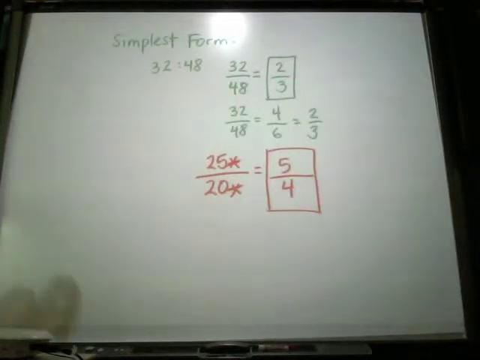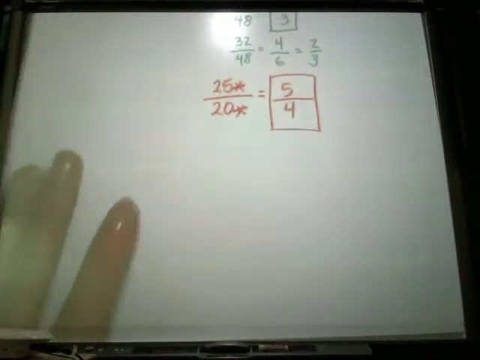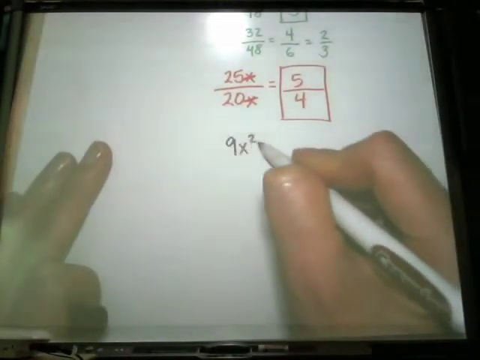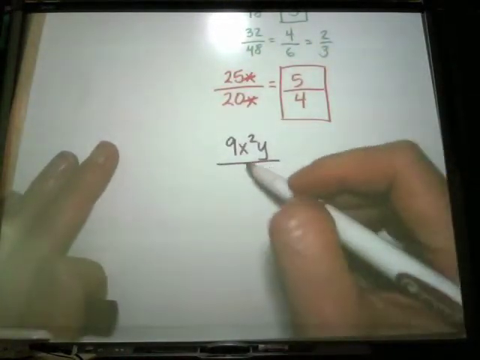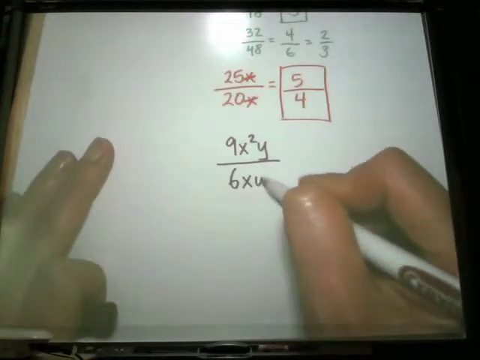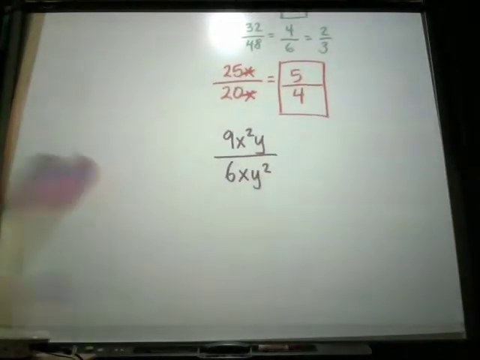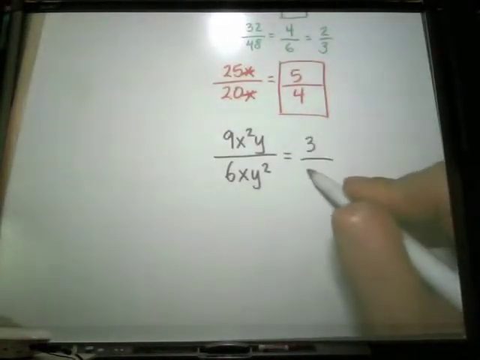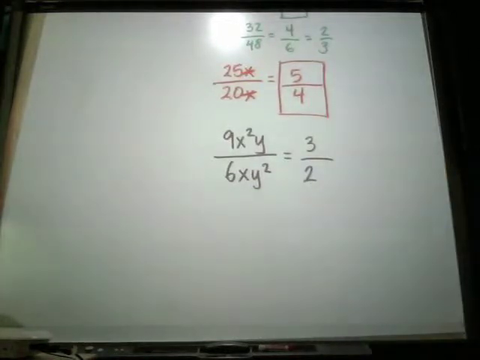Okay, let me do one more like that kind of combines some of these ideas of monomials. 9x squared y over 6xy squared. Now, we've already done this. Again, this was back in chapter 5. I think it was 5.3, dividing monomials. So let's start with the numbers. 9 and 6 both divide by 3, which leaves 3 and 2.